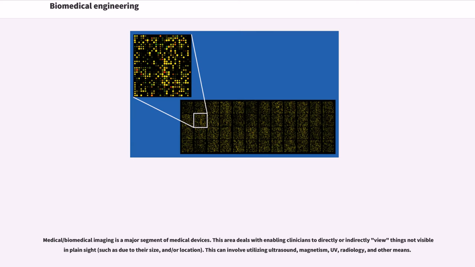Medical/biomedical imaging is a major segment of medical devices. This area deals with enabling clinicians to directly or indirectly view things not visible in plain sight, such as due to their size and/or location. This can involve utilizing ultrasound, magnetism, UV, radiology, and other means.